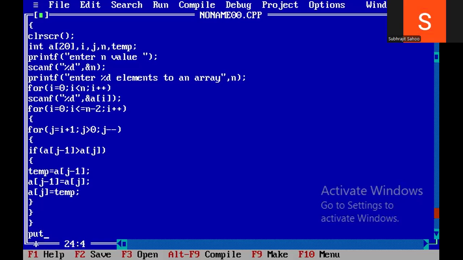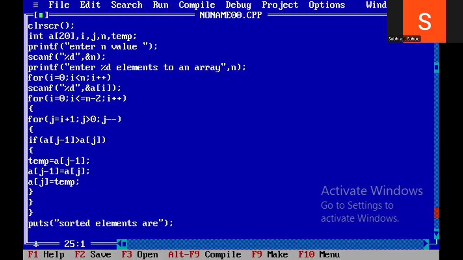Now it is time to print the sorted elements. Give a message, puts, sorted elements are. Sir, how many sorted elements are there now? So how to print the elements from the array? By using a for loop, or calling the printf function many times, which is not recommended at all.